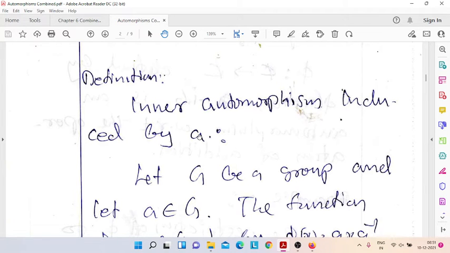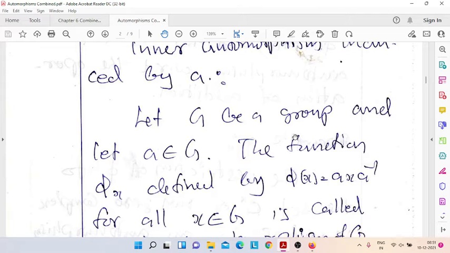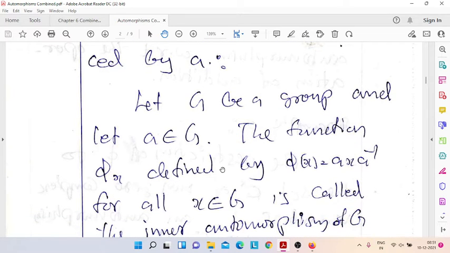We take that element equal to a. So let G be a group and a be an element of G. We define a function related to the element a, phi a, which is defined by phi a of x equal to a x a inverse.